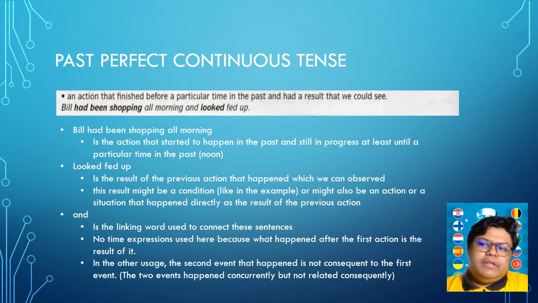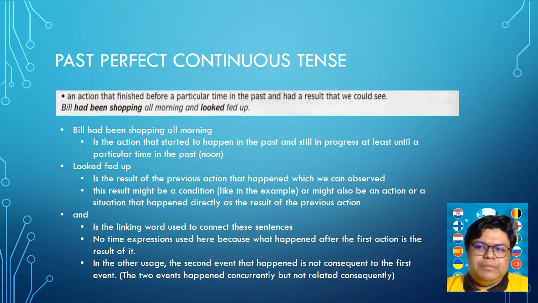Okay, the third usage of past perfect continuous tense is for when we are writing about an action that finished before a particular time in the past and had a result that we could see. Ini sama, lebih kurang macam yang first tadi, stop before a particular time. Okay, tapi yang ni in the end dia ada result, there is a result. Okay, ada hasil daripada first action tu.